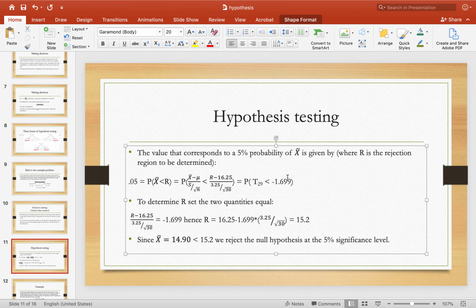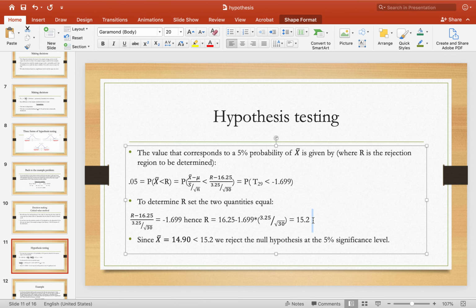Now, I want to determine my rejection region. I know all three forms of this equality are true, so I'm just going to set this number equal to this number and solve for the region R. So I set these two equal, I clear the denominator, and I move 16.25 to the other side. That gives me this.